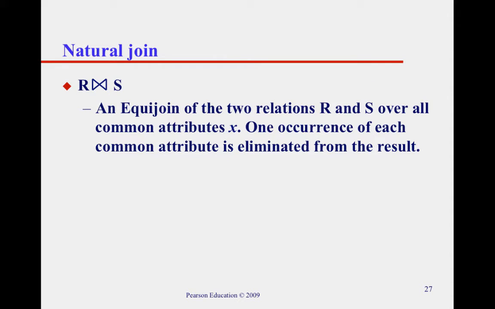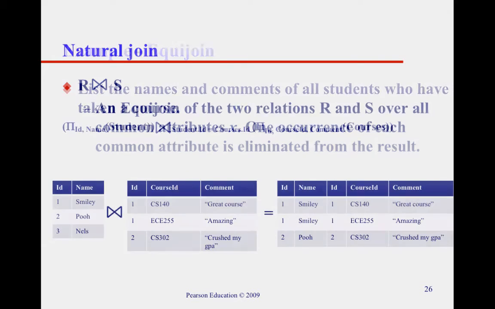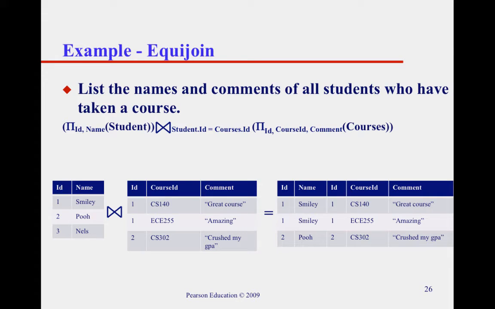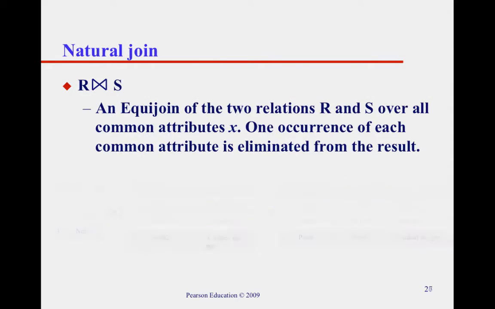Okay, and then a natural join is an equijoin where we're doing the join on the common attribute. So here, we're not necessarily joining on common attributes. Here, with the natural join, we are. They're the common attributes, attributes with the same name.